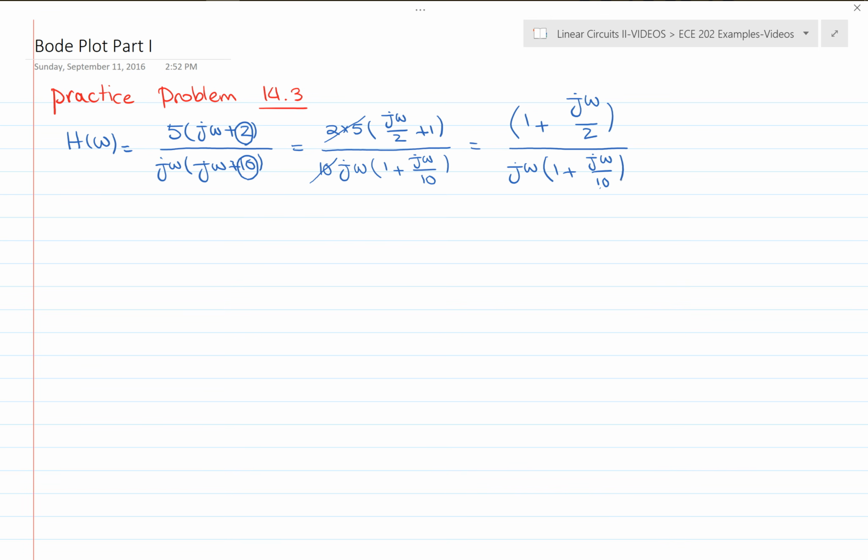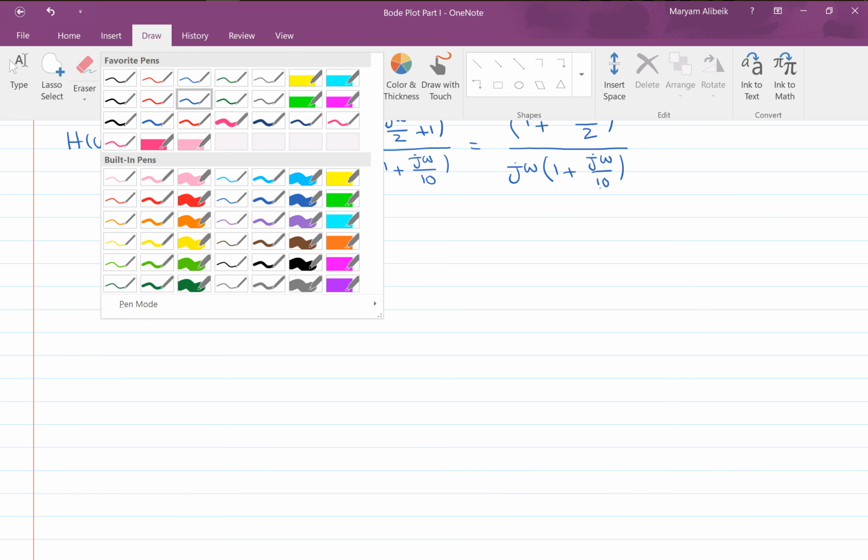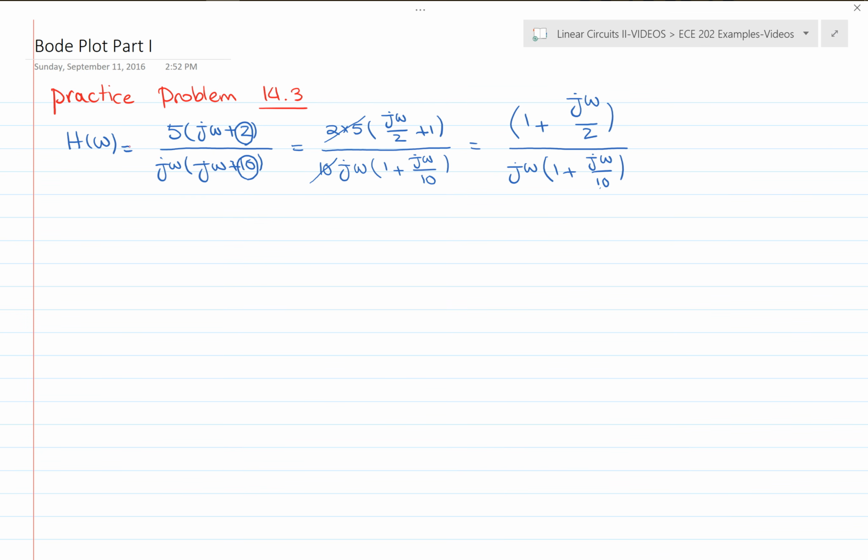Okay, so let's see first for the magnitude plot. Let's see what each of these factors are. So what is this factor? This is a simple 0, right? And then we have the same configuration but in the denominator, so this will be a simple pole. And this one, 1 over j omega, is a pole at the origin, right? So now I have all the factors in the transfer function distinguished from each other, and we can go ahead and draw them.